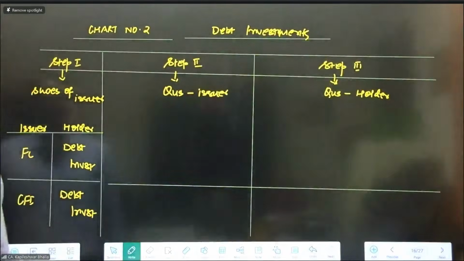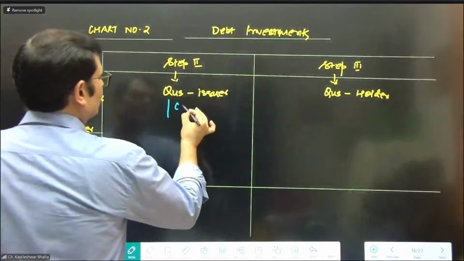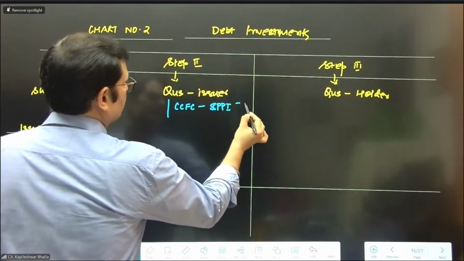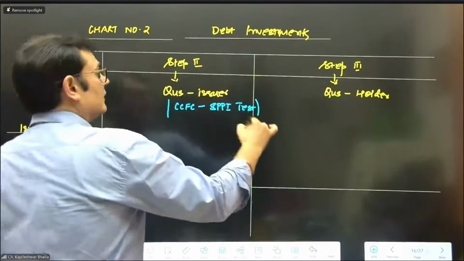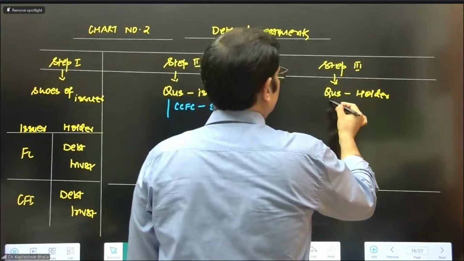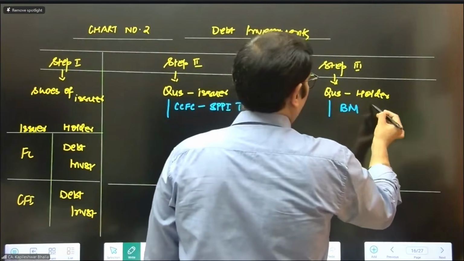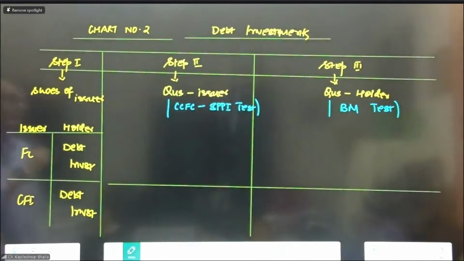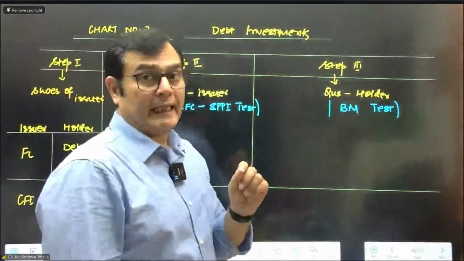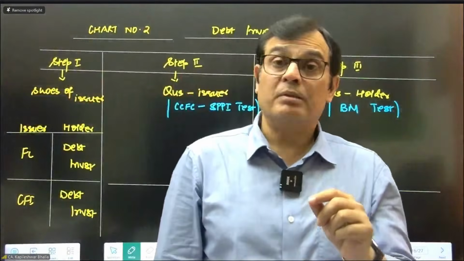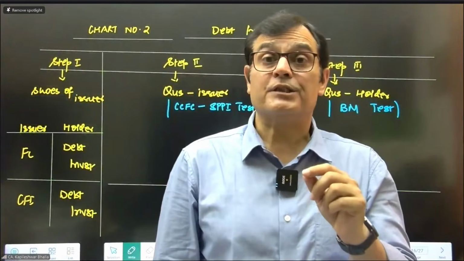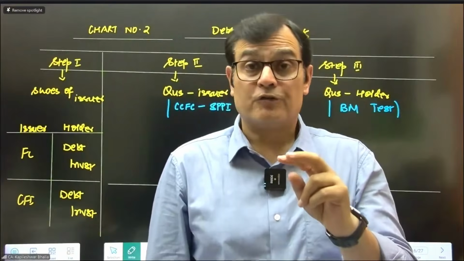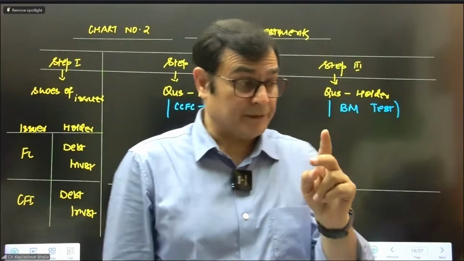And let me also connect the dots. In this case, we are conducting the CCFC comprising the SPPI test. Same input. But in this case, it is not held for trading, but it is called the business model test. So step number two for equity as well as debt is the same. But step number three for equity is held for trading, and for debt, it is the business model test. So the difference is in step number three.